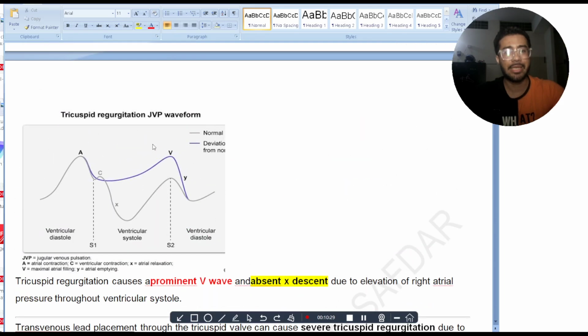So let's just do a summary again. Tricuspid regurg, what's going to happen? All the parts of the JVP waveform that fall under the atrial relaxation part would get the regurg of the blood flow, and the JVP waveform in that part would increase. This part: absent Y descent, very, very prominent V wave.